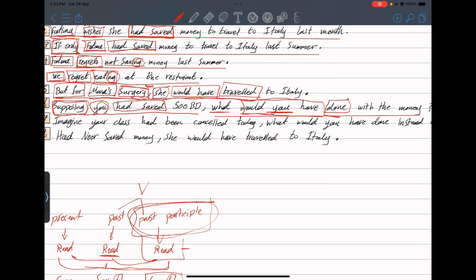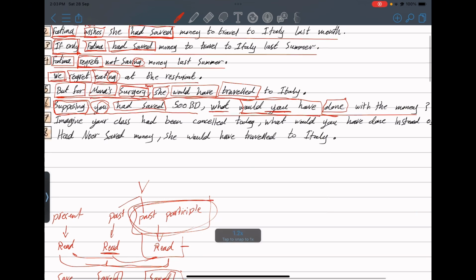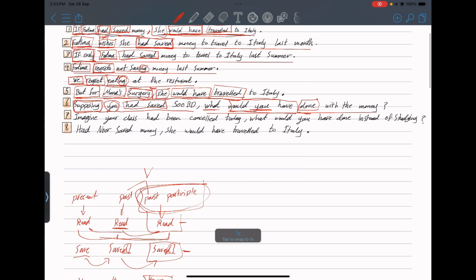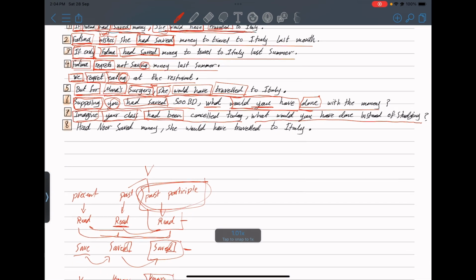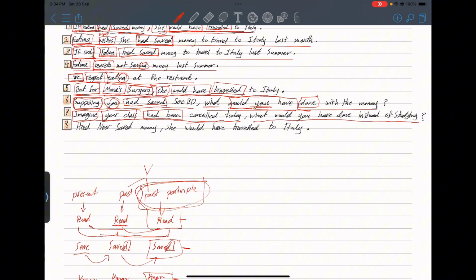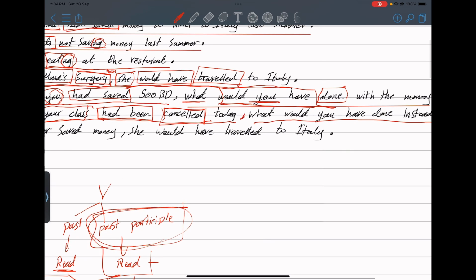And it's all dependent on how you are writing it. Number 7 is the same as 6. Imagine your class had been cancelled today. What would you have done instead of studying? Imagine, the main thing. Your class, you can say it's the subject, had been. Here you have had and past participle, and also you will write the other word after had and past participle. Don't forget the comma.